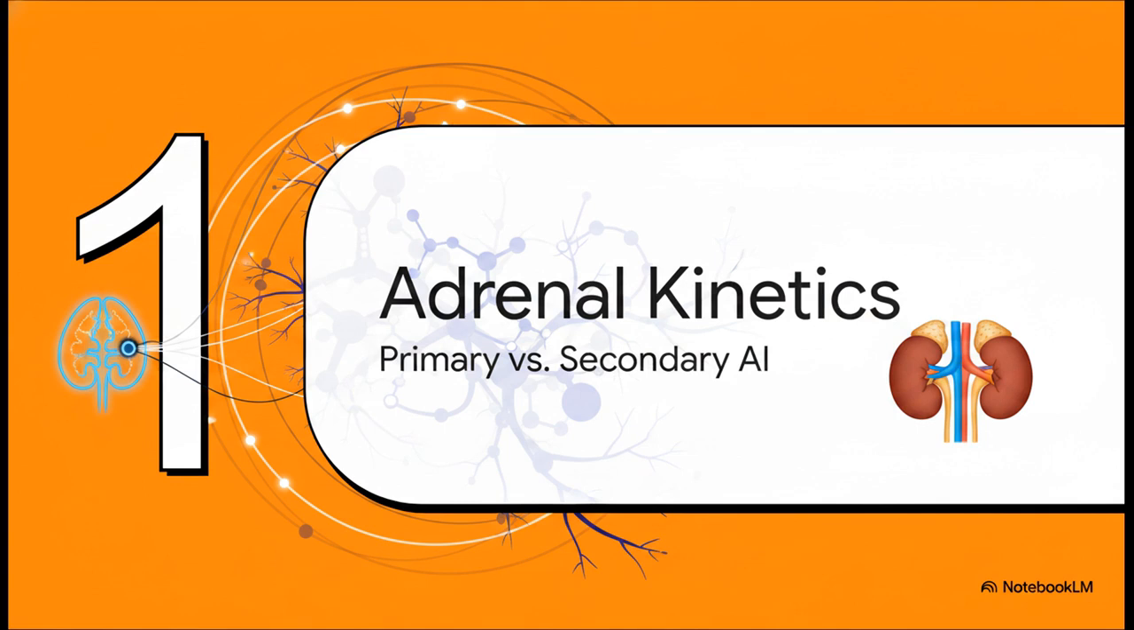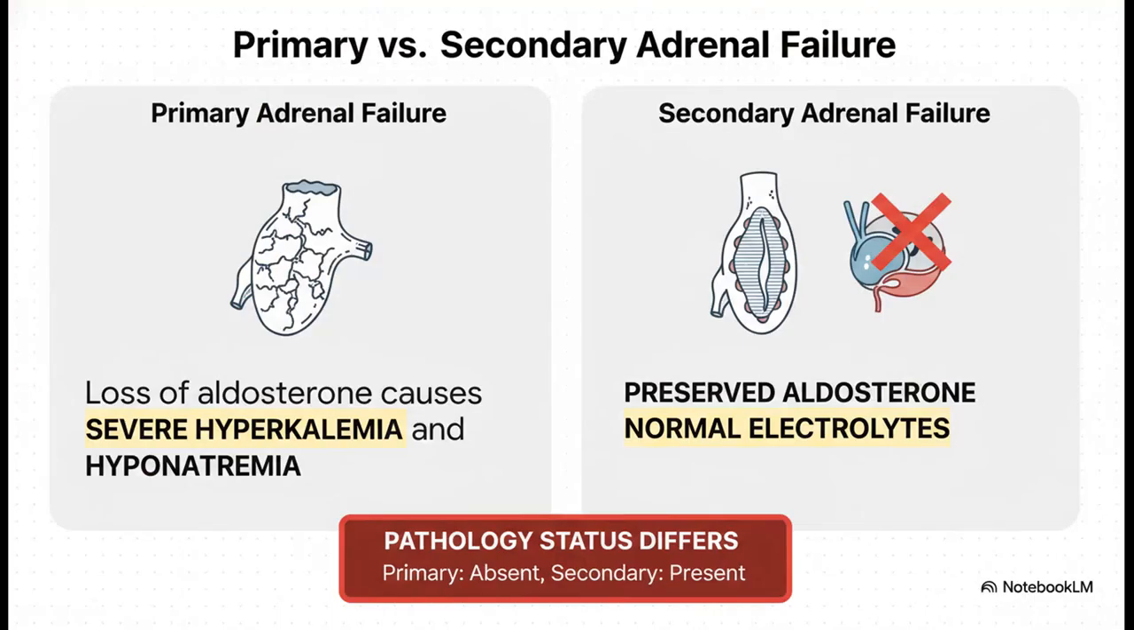What's genuinely fascinating about adrenal kinetics is how precisely we can pinpoint a failure location just based on pituitary signaling and autonomous kidney pathways. The absolute key differentiator here? It's the mineralocorticoids. Think about it. Primary adrenal failure, Addison's disease, means the entire adrenal gland is effectively destroyed. No aldosterone means severe hyperkalemia, hyponatremia, and a non-GAP metabolic acidosis.